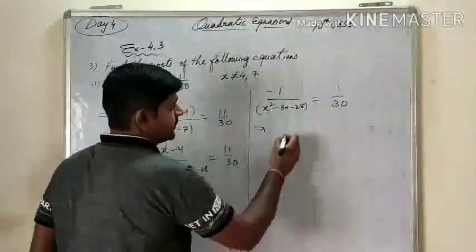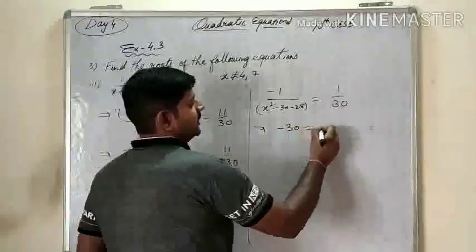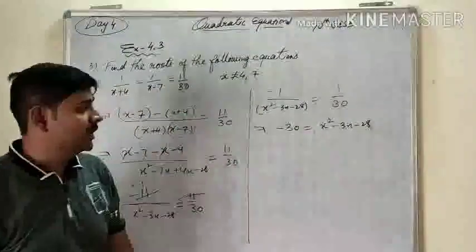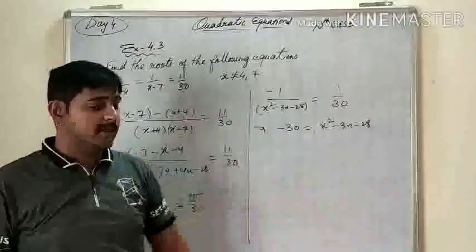Now cross multiplication: minus 30 equals x square minus 3x minus 28. This 30 I'll shift to the other side.